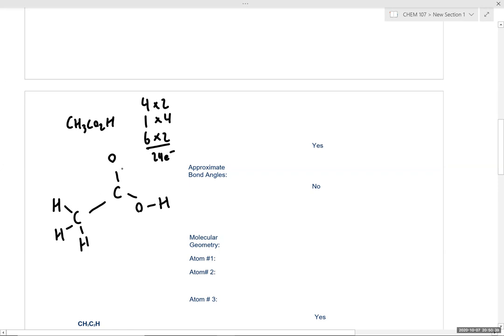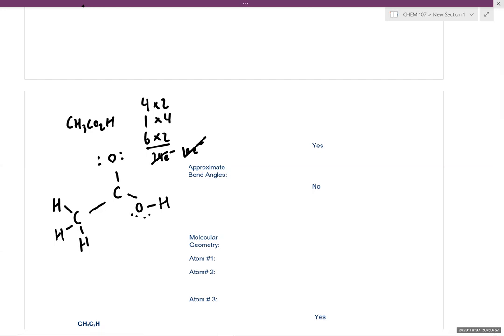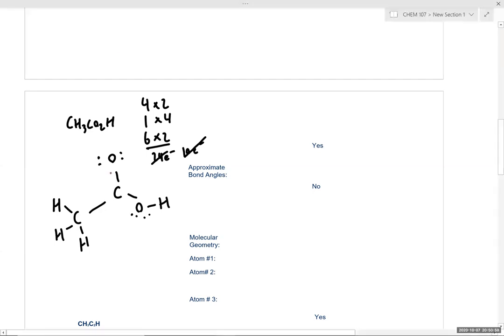2, 4, 6, 8, 10, 12, 14. So we've used up 14. We have 10 electrons remaining. We're then going to place our remaining 10 electrons as lone pairs on our most electronegative atom. Finally, to complete the octet on carbon, we're going to convert one of our lone pairs into a double bond. And this gives us the complete structure for acetic acid.